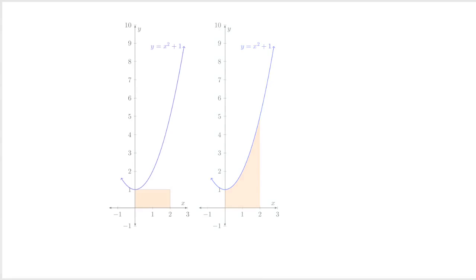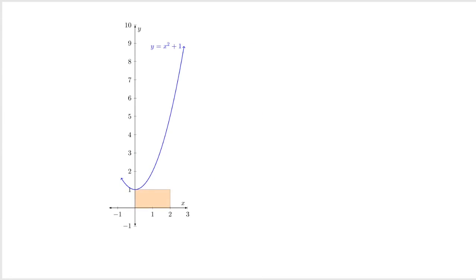Maybe you came up with this argument: the area that we're looking at entirely contains this rectangle that I've built here that has width 2 and height 1, which is to say that we know that the area we're looking for has to be bigger than 2.